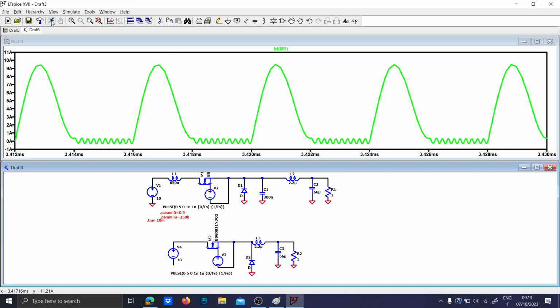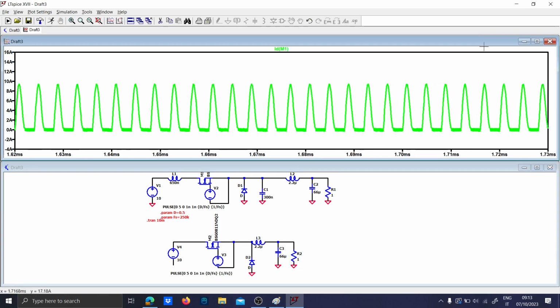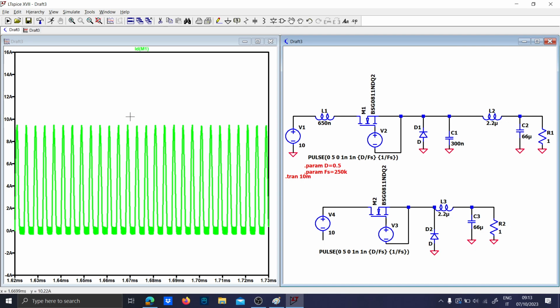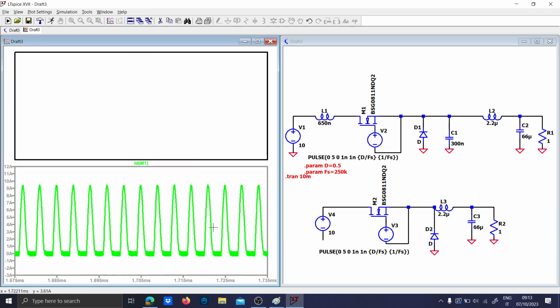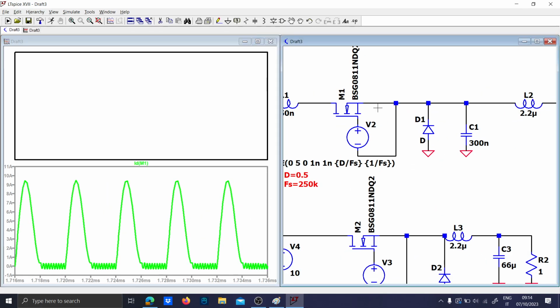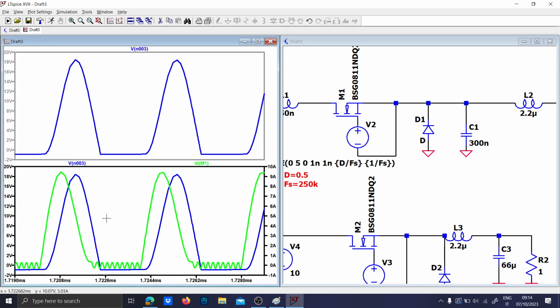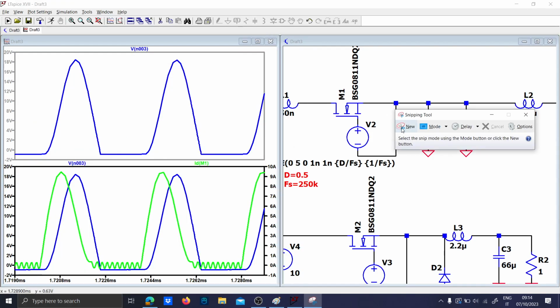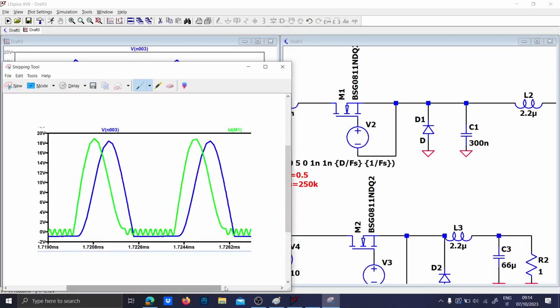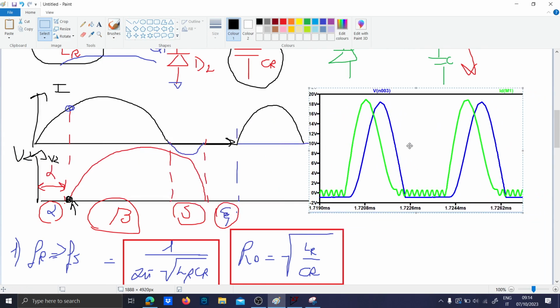And that's it. So now let's use the vertically tile, and let's use the different plot panes. So this is ID of M1 of the soft switching circuit. And if you see, there are exactly the intervals that I explained to you. So you have the interval alpha. Let me catch this and let's put it here. So as you can see, it is exactly as I explained to you.